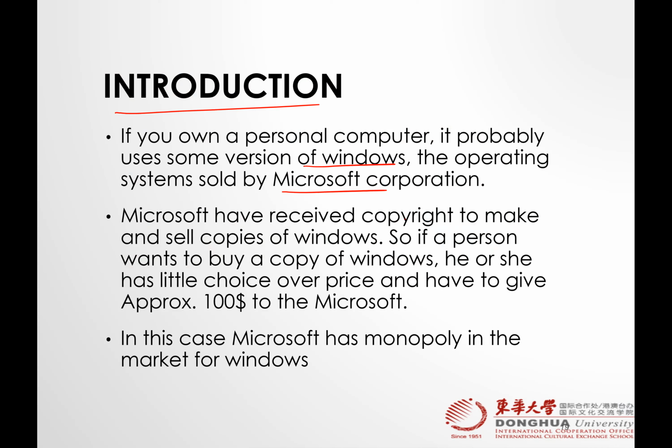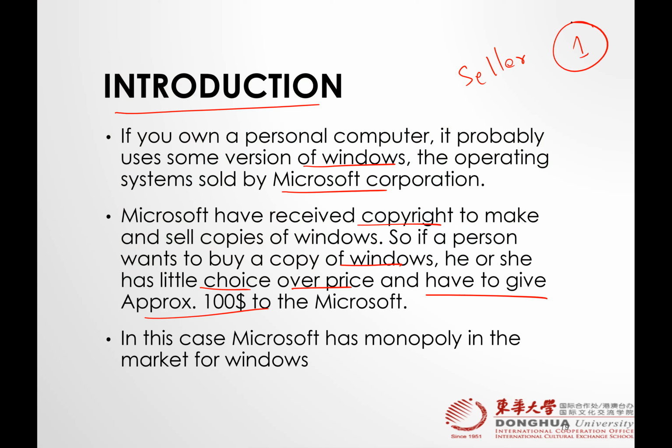So Microsoft has received copyrights to make and sell copies of Windows. So if a person wants to buy a copy of Windows, he or she has little choice over price and has to give approximately $100 to Microsoft. So what are we learning here? We are learning that the product is the same, but the seller is only one.